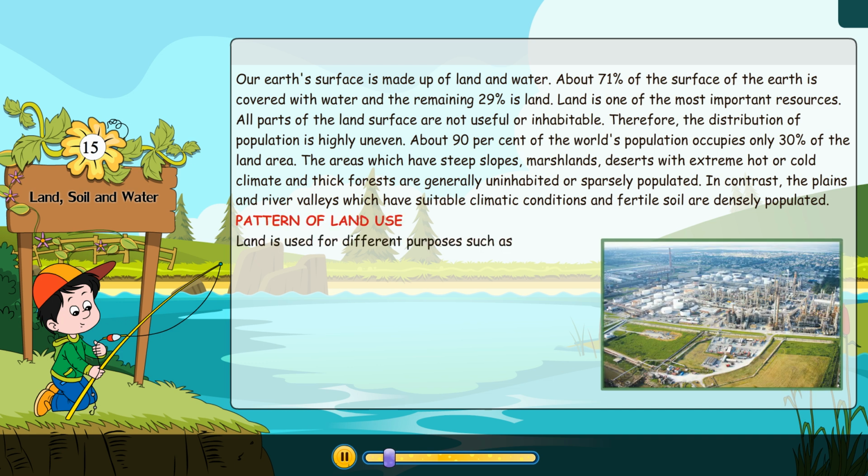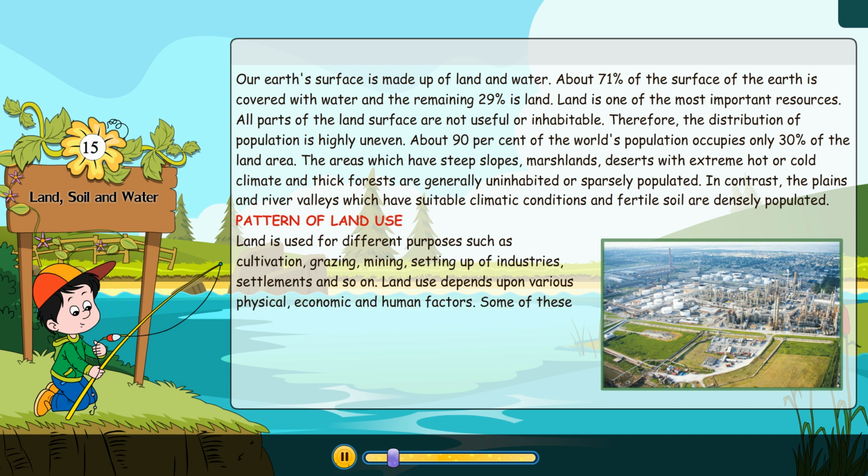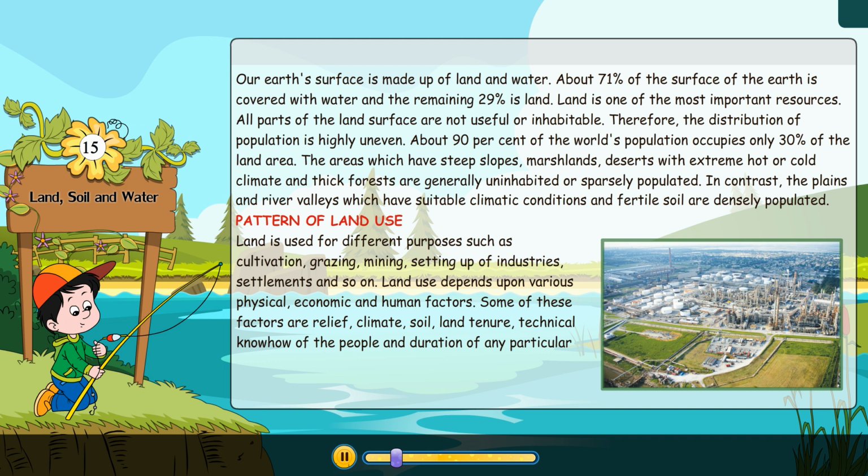Pattern of land use. Land is used for different purposes, such as cultivation, grazing, mining, setting up of industries, settlements, and so on. Land use depends upon various physical, economic, and human factors. Some of these factors are relief, climate, soil, land tenure, technical know-how of the people, and duration of any particular occupation carried out in a certain area.